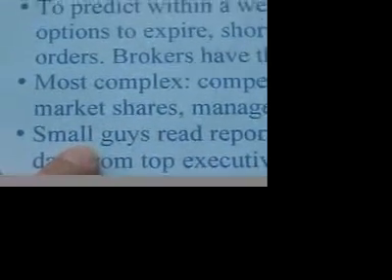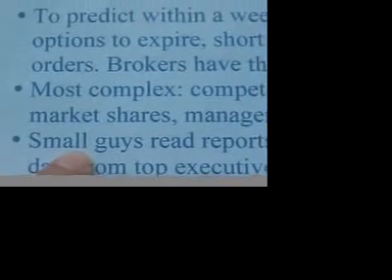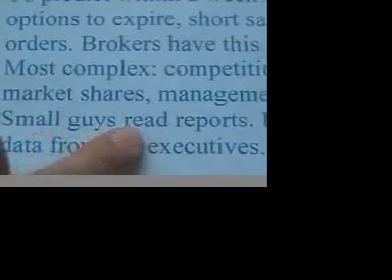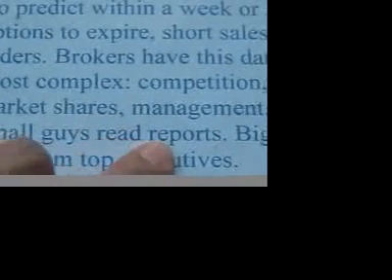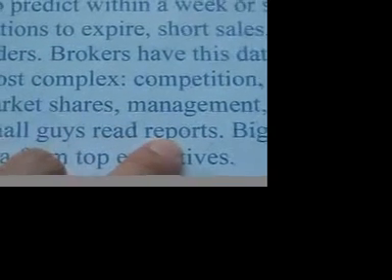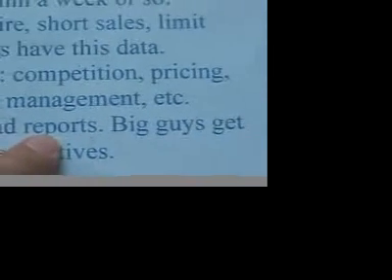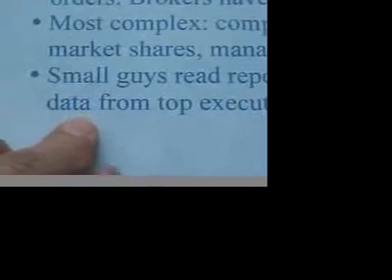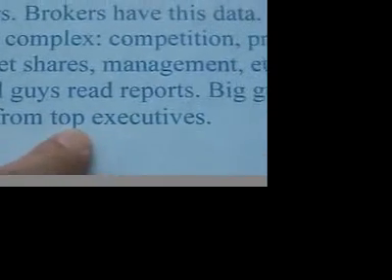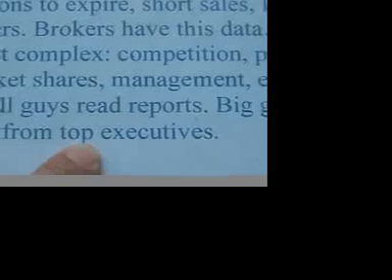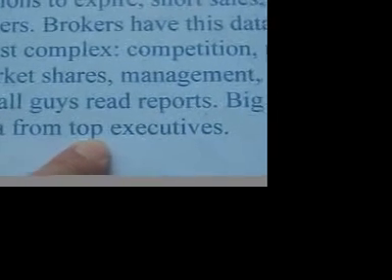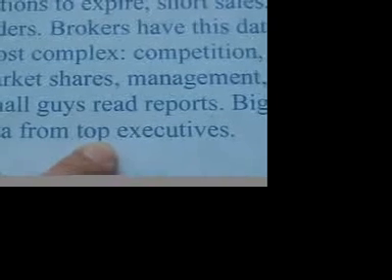All of these we can hear or read from the reports. That's what small guys do. They read the reports about all the complicated things that can affect the price movements. However, do you think that the big guys do the same? The big guys don't have to read the reports. They just get the data from the top executives of the company. That is what we call insider information. They usually get this kind of information a few months ahead of time.